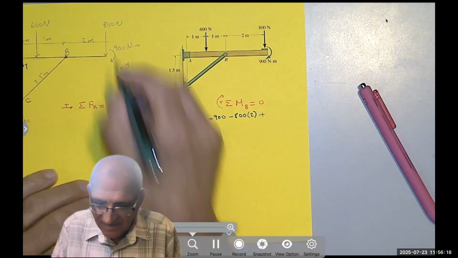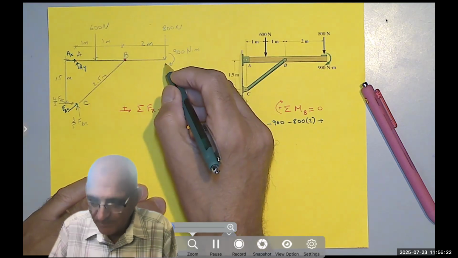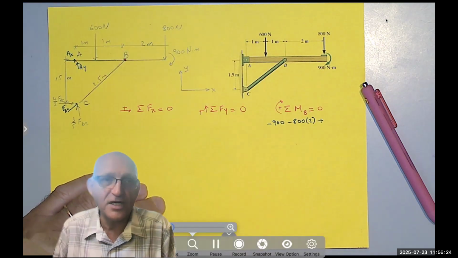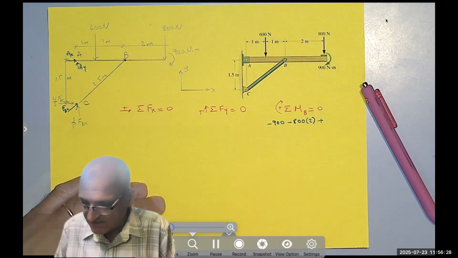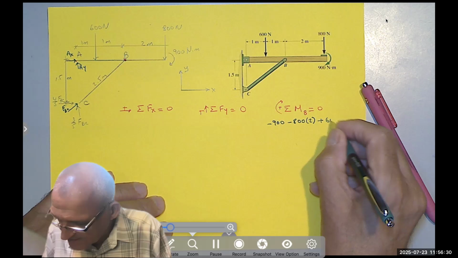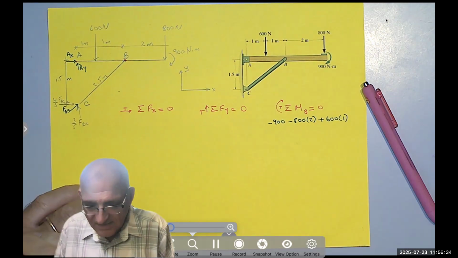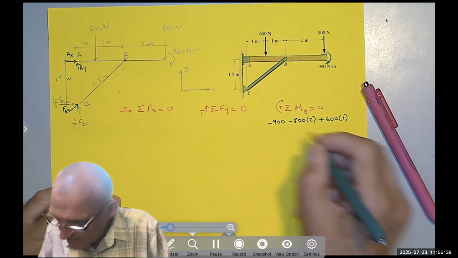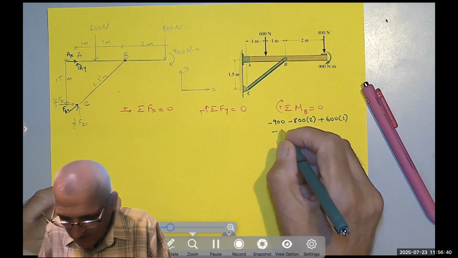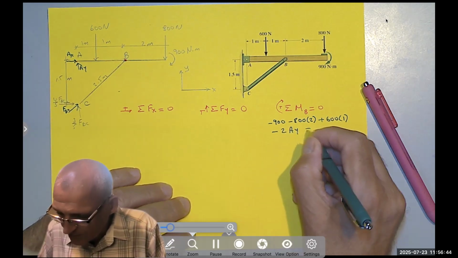Notice, some people say this is a negative moment because the force is going down. No, because the rotation is clockwise. 600 is also going down, but it produces a positive moment. So plus 600 times 1. Anything else? Yes, the AY. The AY is rotating clockwise, so minus, and the distance is 2, minus 2AY equals 0.